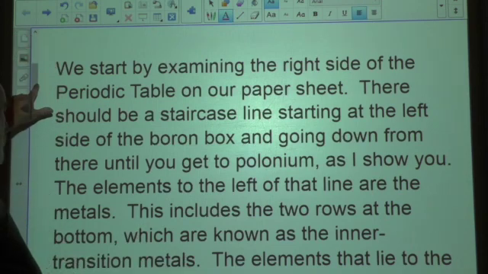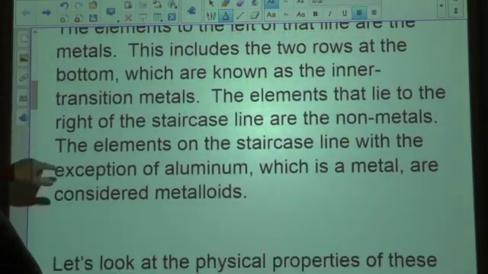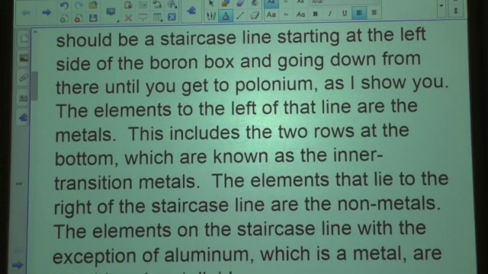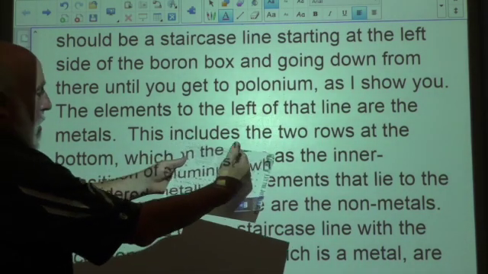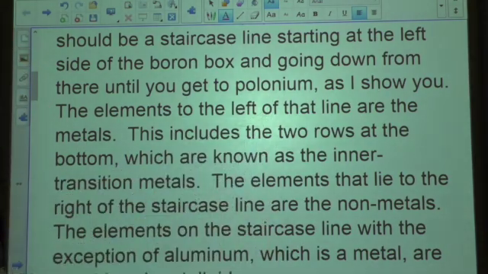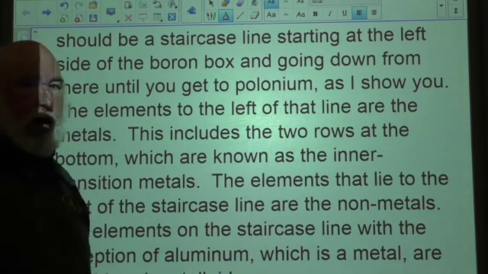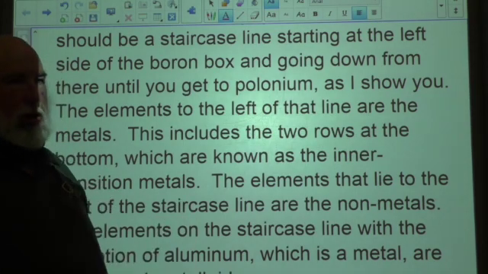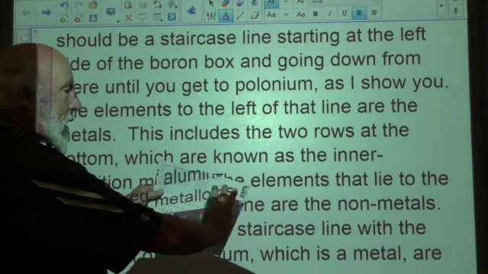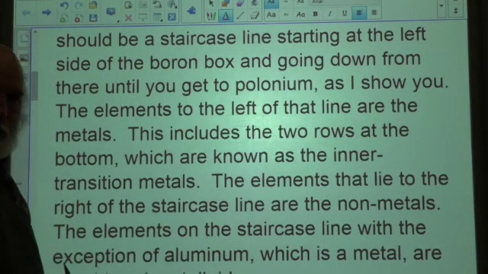So we get that line put in there, and the elements that lie to the left of that line, here's your line right here, and everything that lies to the left, including these two down here, are considered metals. So the vast majority of elements on the periodic table are indeed metals. So well over 3/4 is metal. Everything to the right is considered nonmetals.